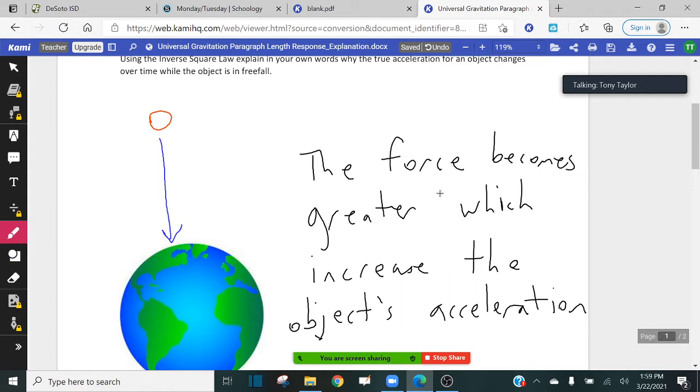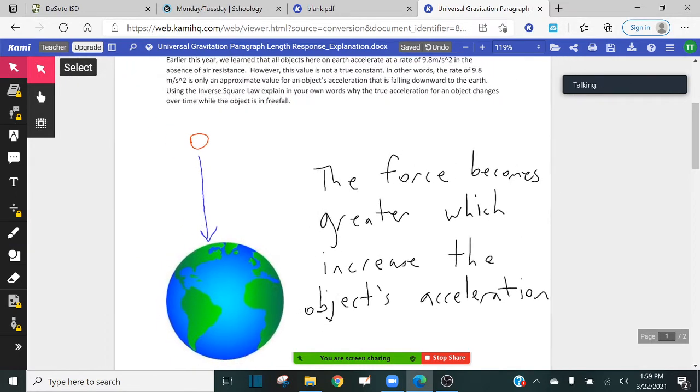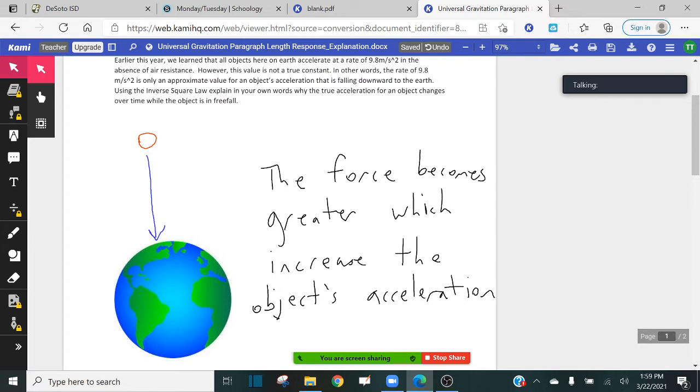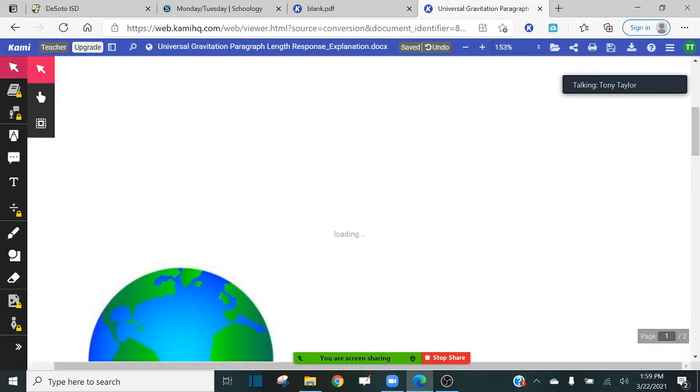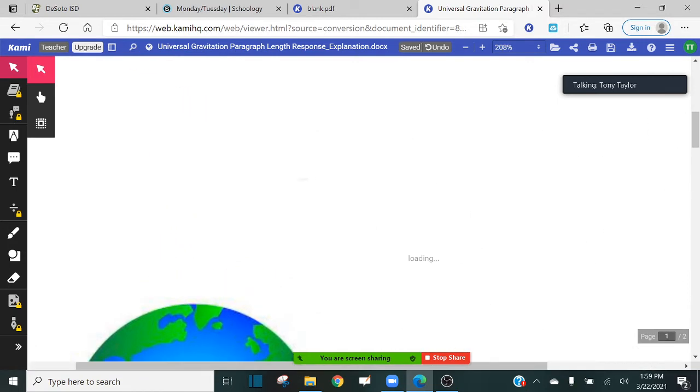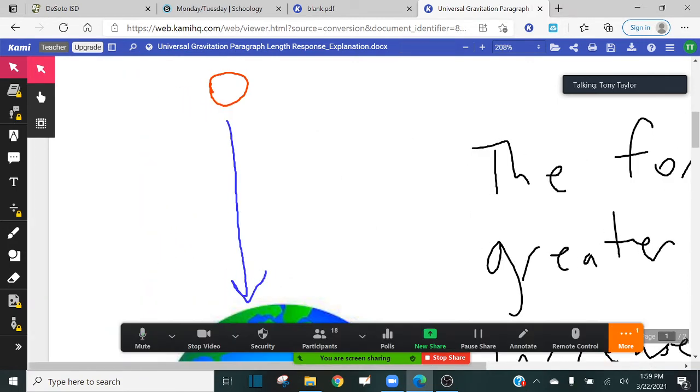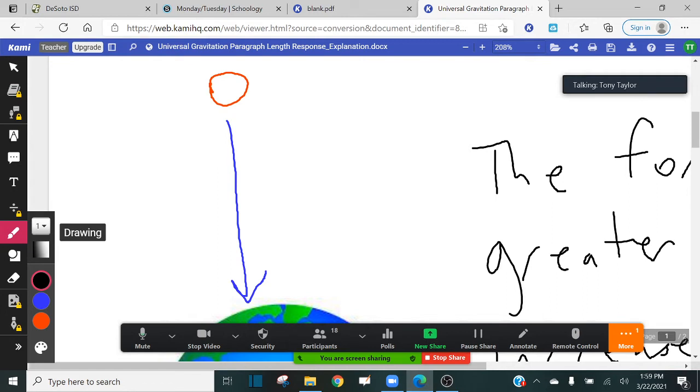How many of you guys felt confident about this one when you answered it? Now, I know a good number of you guys got this right.